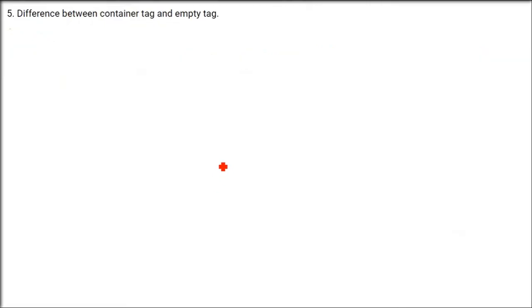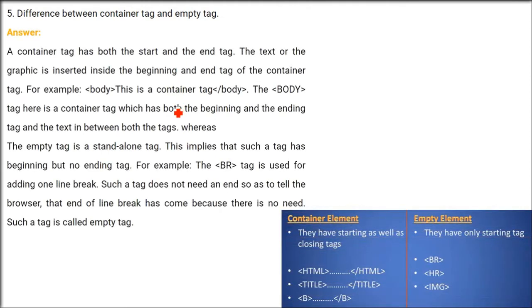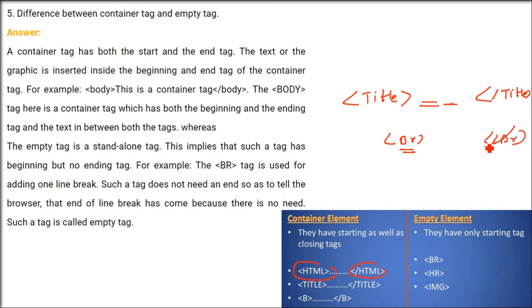Difference between container tag and empty tag. The only difference is that a container tag will have initial and culminating, start and end tags. That is, if you start with title, you have to end the title also, with a forward slash. There is only the difference of the forward slash in these two different tags. But if you use BR, this is break, you don't have to use the end tag. You don't need any forward slash BR.